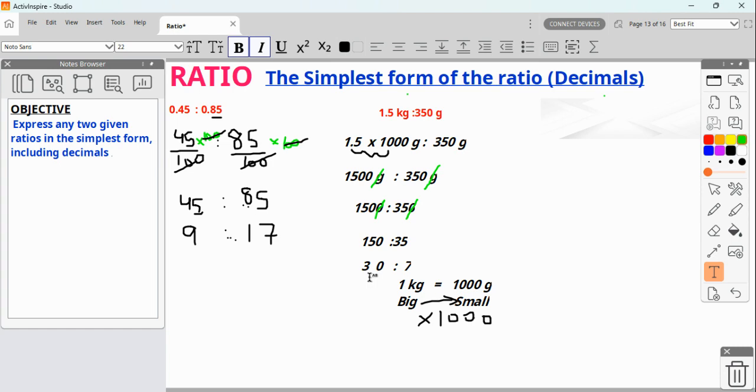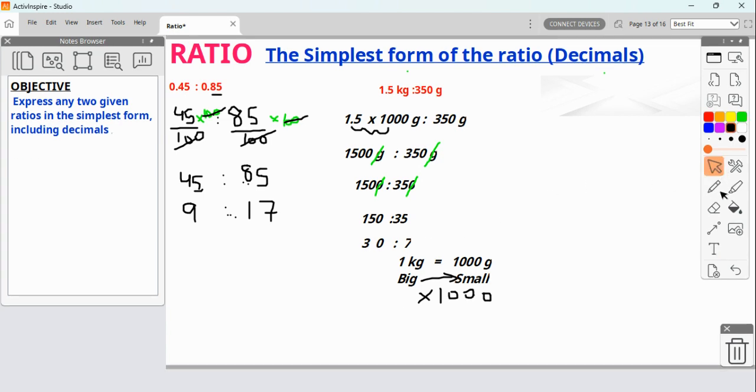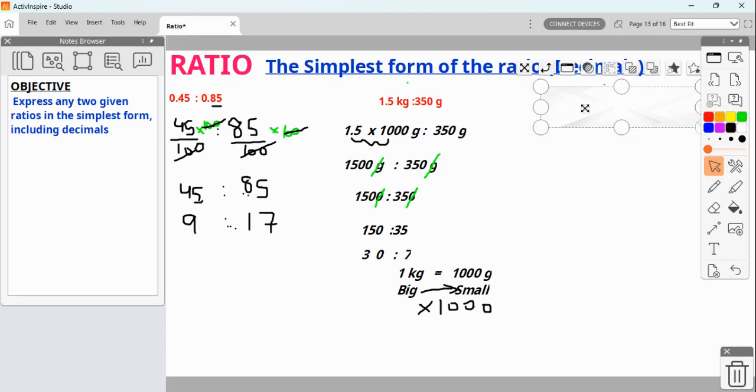30 ratio 7. Both numbers are not divisible any further by the same number, because 30 and 7 have the highest common factor 1. So our answer is 30 ratio 7. Let's take one more example so that the concept is clear to you.